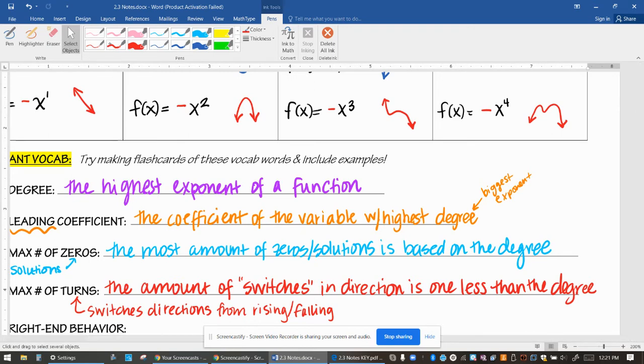The cubic. So let's take a look at the inflection points on a cubic. It switched directions here and here. That's 2. So that's 1 less than the degree. So it was falling, rising, so that then it switched, and then falling again. So it switched twice. The quartic, right, switches directions 3 times. That's 1 less than the degree.